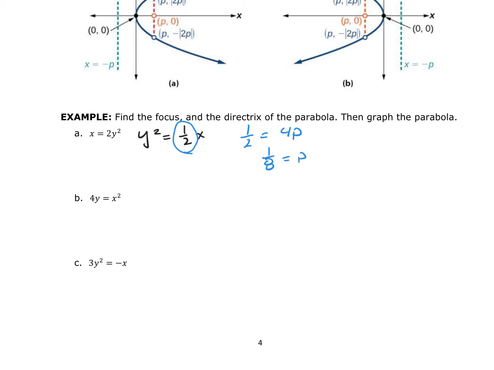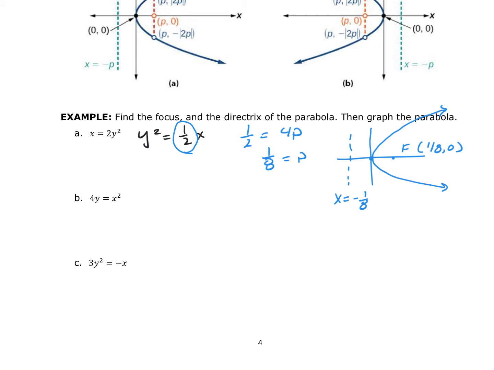P is positive. That means we are opening to the right. My vertex is still at 0, 0. My directrix is going to be on the left side of the origin, so it's going to be x is equal to negative 1/8. My focus is going to be right here, which is going to be at positive 1/8, comma 0. And there's my shape. Not drawn to scale, of course, but that's my shape.